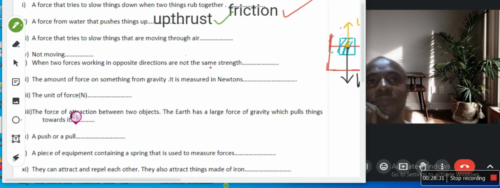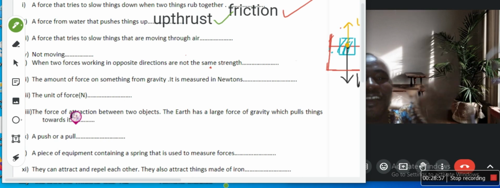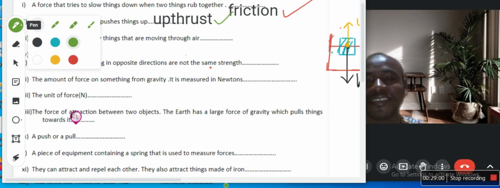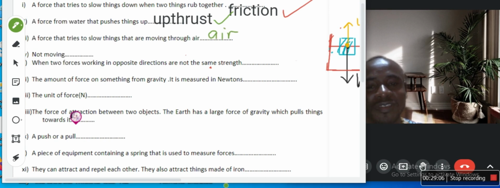Wait, it can't be that. Wait, I have an idea. I'm listening. Resistance. You have an idea, actually. Don't spoil it. Something resistance. Air resistance. That's cool. There's another name for air resistance. Another name for air resistance is drag. So you are right. The answer is air resistance.